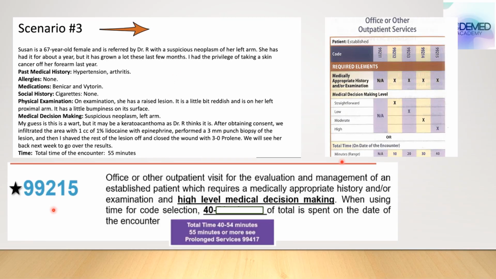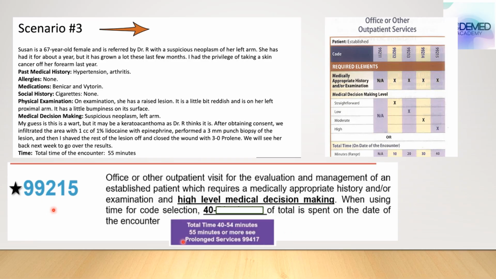Now let's go to our chart. So in the chart, I will check the code. And if you see the last answer, that is 99215, the code is 40. Okay. And if you see, this is the code language. Office or other outpatient visit for the evaluation and management of an established patient which requires a medically appropriate history and or examination and high level of medical decision making. When using the time for the code selection, 40 to 54 minutes of the total is spent on the date of the encounter. So what is it? Total time is 40 to 54 minutes.